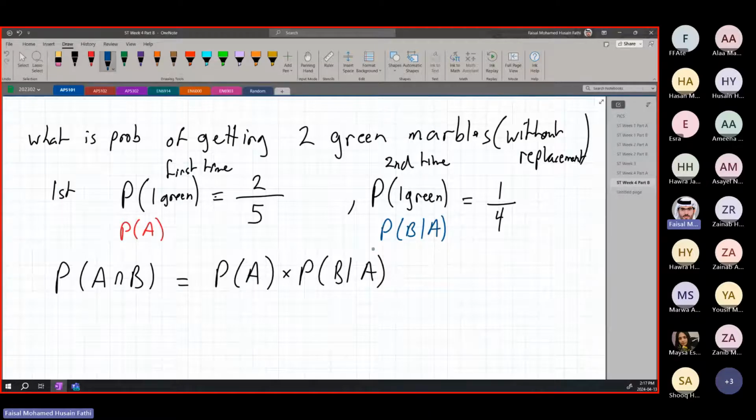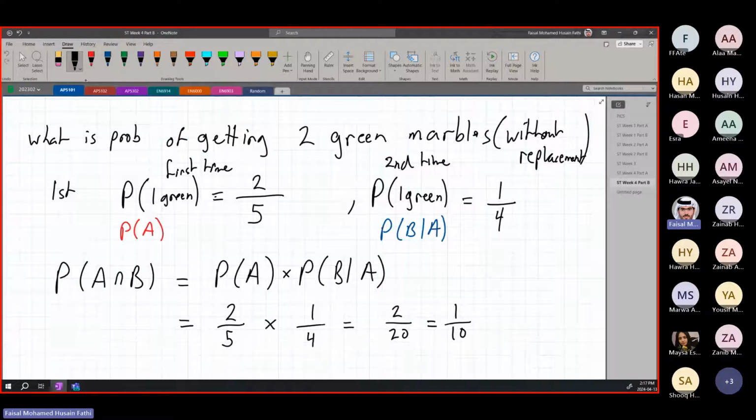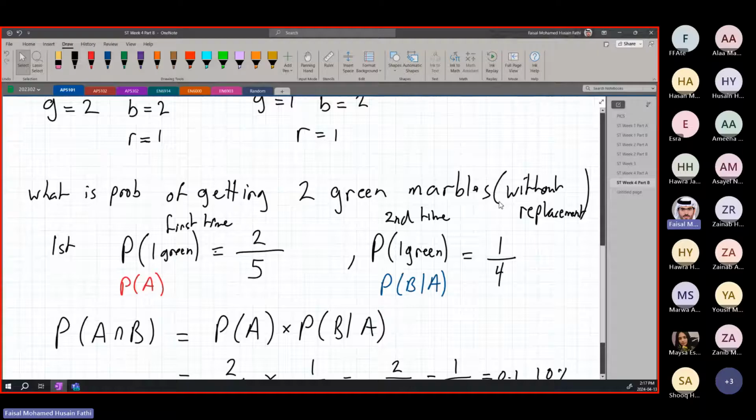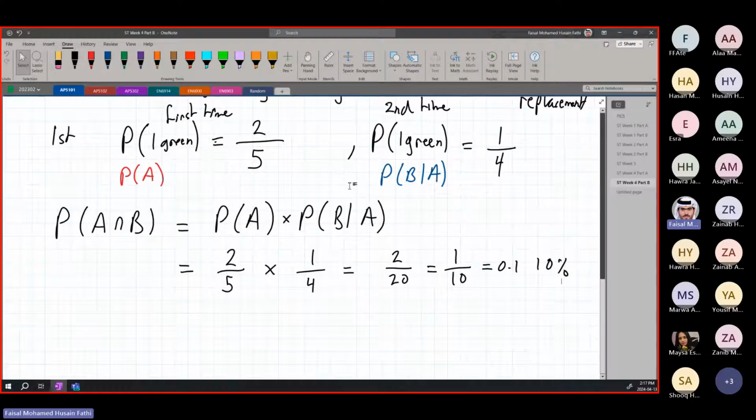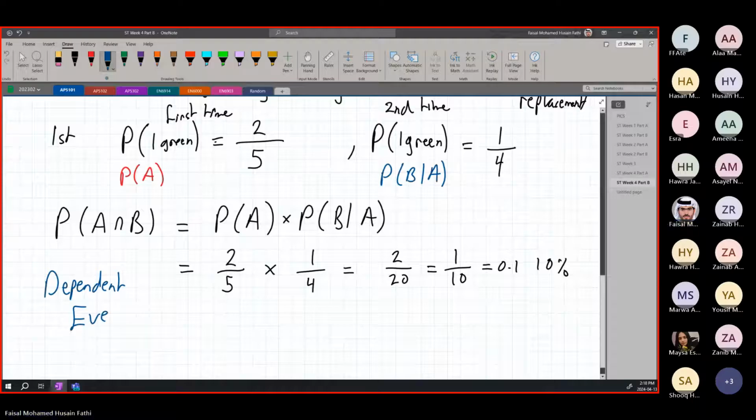So when we want to put this in the equation, it is going to be 2 over 5 times 1 over 4, which is going to be equal to 2 over 20 or 1 over 10. So it's equal to 0.1 or 10% chance. All right. There's a 10% chance of getting 2 green marbles without replacement. This is what they call a dependent event, because there's a conditional probability.